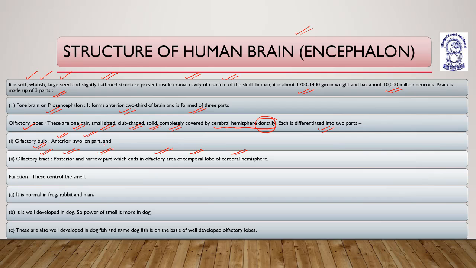Functions of olfactory lobes. They control the smell. It is normal in frog, rabbit, and man. It is well developed in dog, so power of smell is more in dog. These are also well developed in dogfish. Name dogfish is on the basis of well developed olfactory lobes.